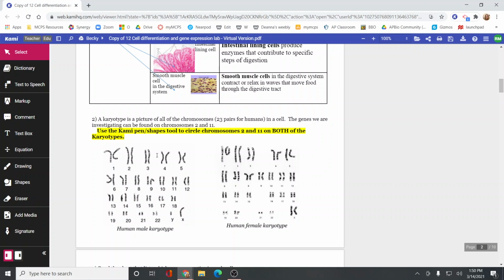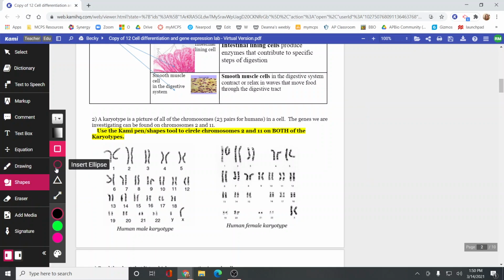This is a picture of the 46 different chromosomes. So they come in sets of 2. So chromosome 1 has 2, chromosome 2 has 2, that are found in every single human cell. So this is with an XY, which is male, and an XX, which is female. So we're going to have you use the drawing tool, actually probably the shape tool, to draw a circle. And you are going to circle chromosome 2.